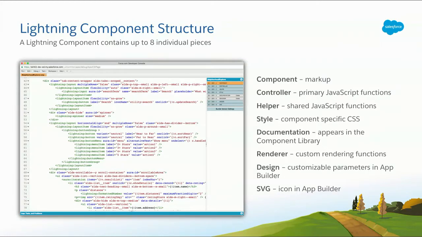If you're interested in knowing about that, I have a session tomorrow afternoon and repeat it again on Friday morning, all about design parameters. Okay, and then finally, the least important file in the bundle, the icon that appears in App Builder. All right, so those are the ones that we have.